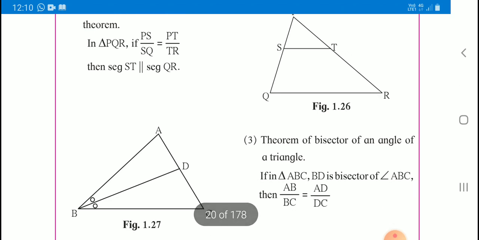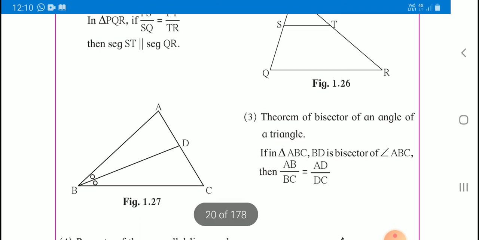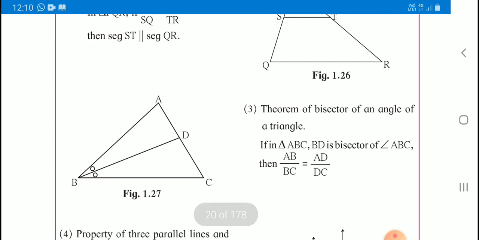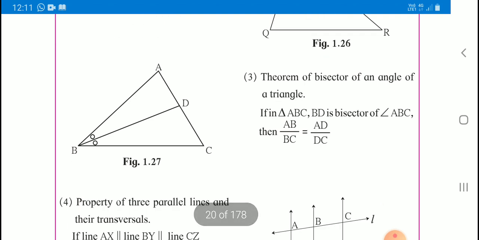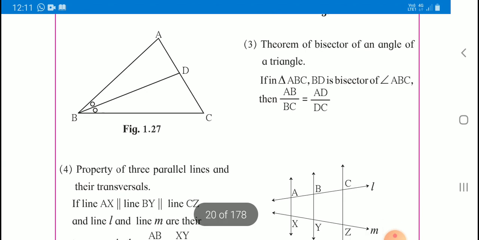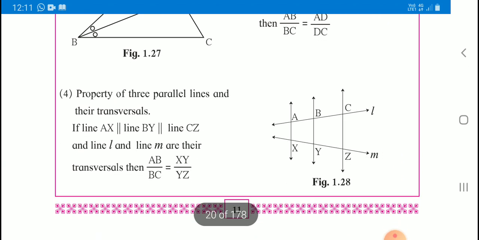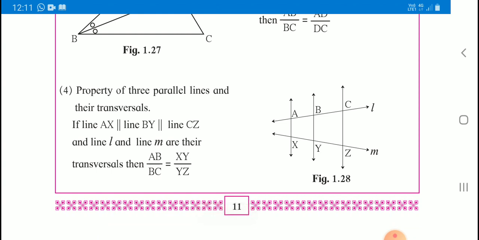Next to that, we had seen the theorem of the bisector of an angle of a triangle. For that we consider figure number 1.27. If in triangle ABC, BD is the bisector of angle ABC, then we can write AB upon BC is equal to AD upon DC. Next to that, we had seen the property of three parallel lines and their transversal.